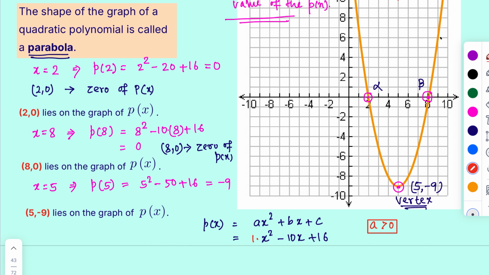And here if you will see this line, that is, if you take any point x is equal to 5, hence this line is described as x is equal to 5, which is the axis of the parabola, and passes through the vertex.